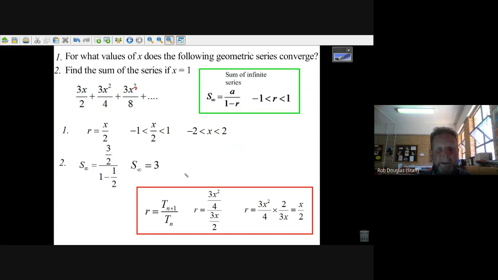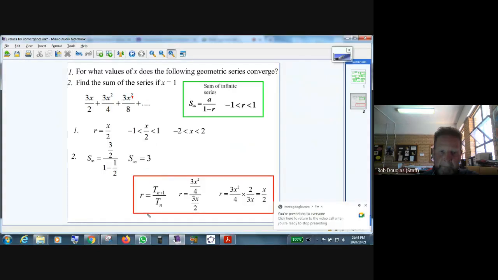So converge means when you keep adding up the terms, they become infinitely close to just one number. For this series, if the common ratio is a half, they become infinitely close. They converge on 3. So that's the story. Okay.